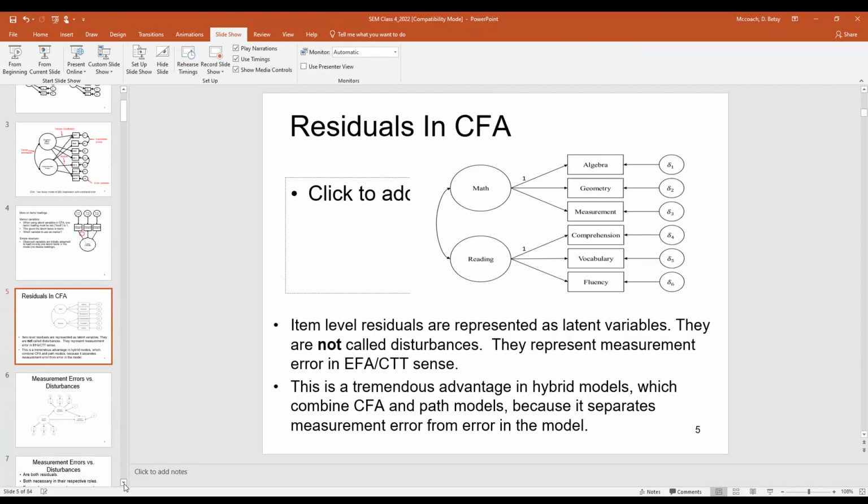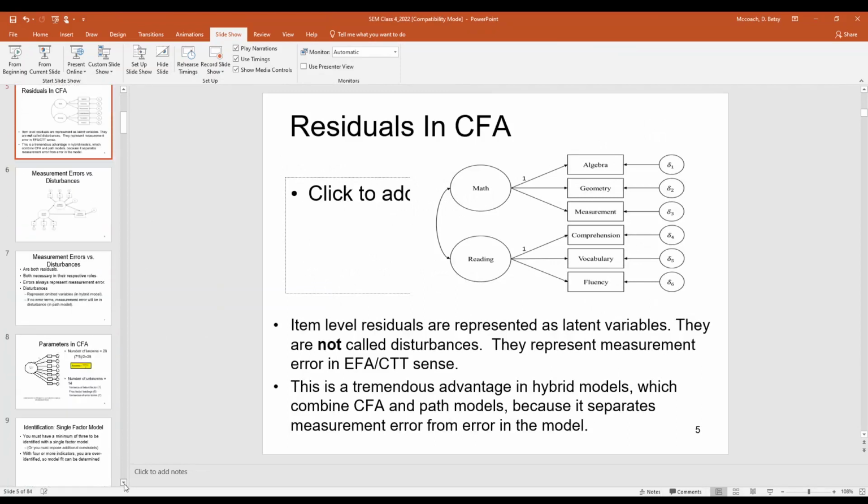So residuals, yeah, we already said that. Residuals in CFA are called measurement errors, right? And I think I mentioned this last week, that there's a huge advantage in hybrid models, as we'll see soon, that we can separate out the measurement error from disturbance variance.